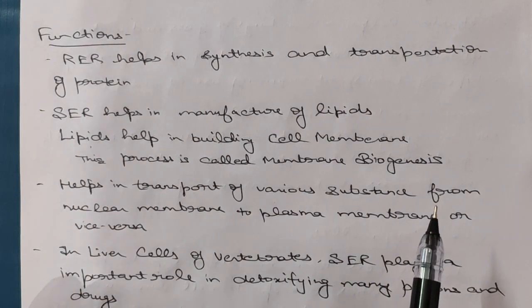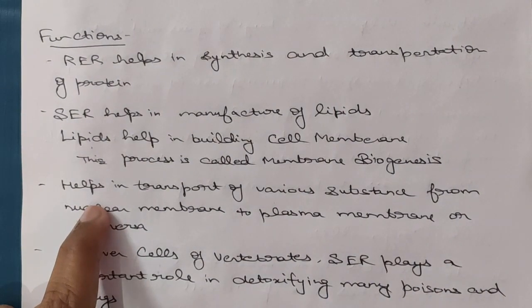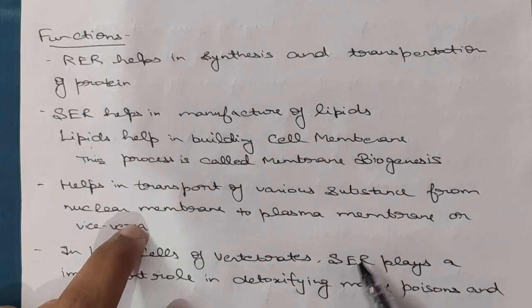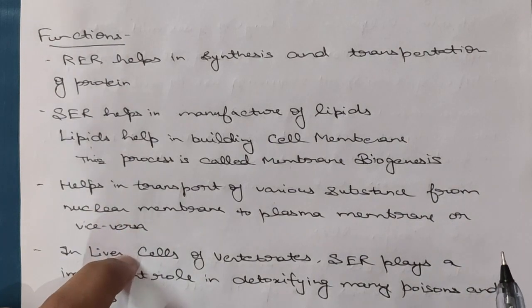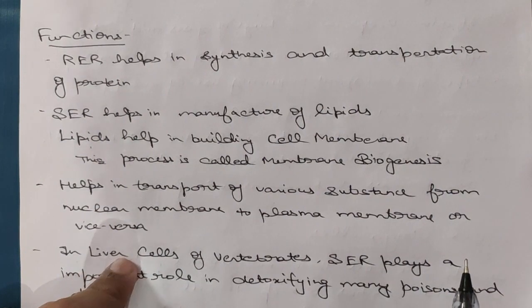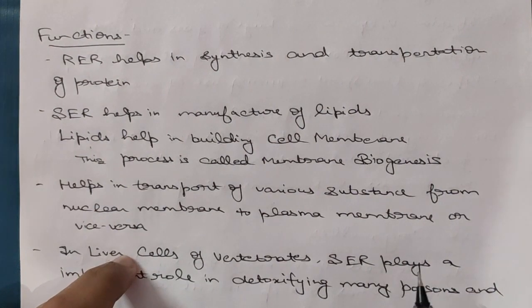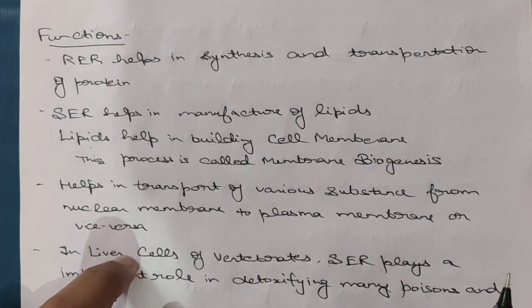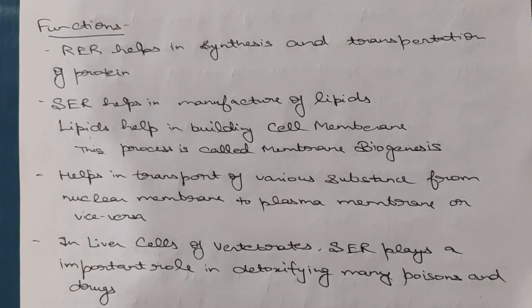Getting it? As I told you, they are in the form of a network. So they help in transport of various substances from the nuclear membrane to the plasma membrane or vice versa. It means the opposite is also true: plasma membrane to nuclear membrane. Some substances are transported from the nuclear membrane to the plasma membrane and from the plasma membrane to the nuclear membrane.